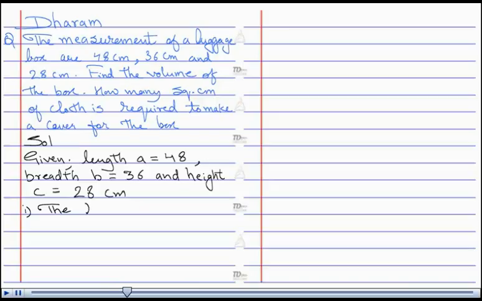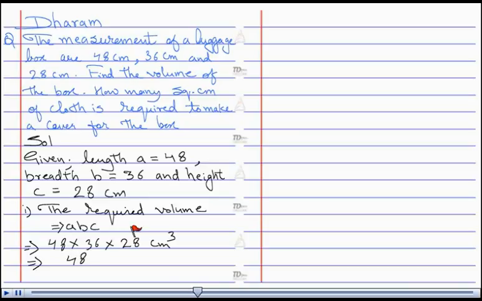Therefore, the required volume is given by the volume of a cuboid, A into B into C. On substituting the values of A, B and C respectively, we get 48 into 36 into 28 centimeters cube, which is equal to 48384 centimeter cube.